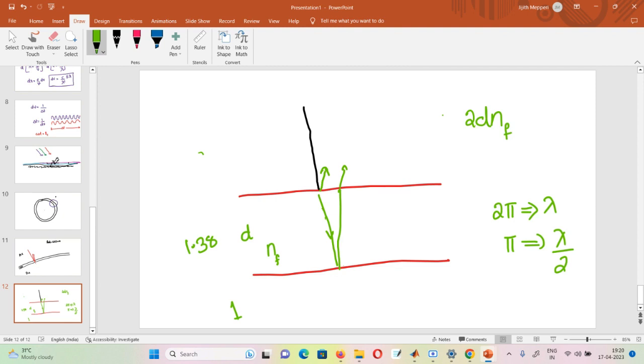So what will be your total path difference? The path difference caused by this particular reflection is the pi phase difference, which corresponds to lambda by 2 path difference, plus what will be the other path difference? The path difference because of your total distance, which is 2dn. This will be your total path difference. Got it?